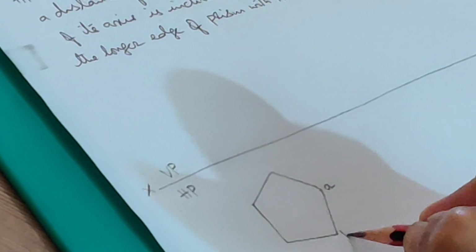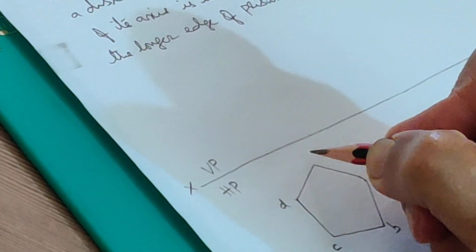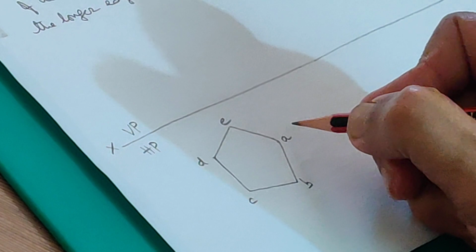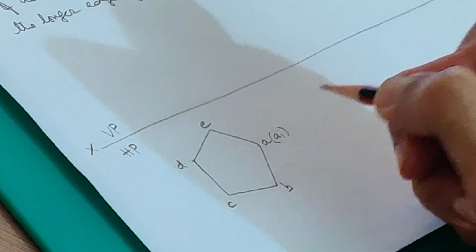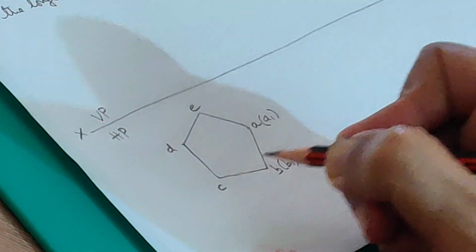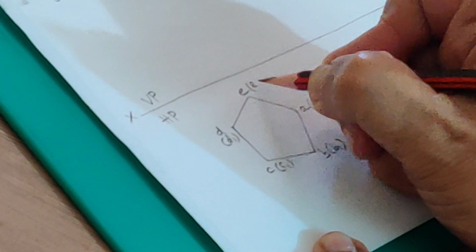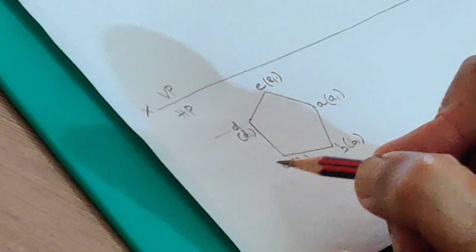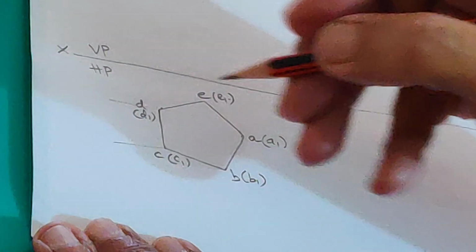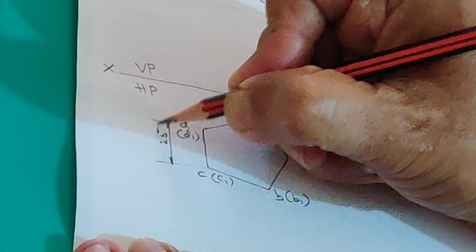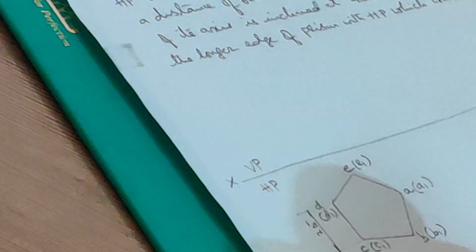Start with corner A, B, C, D, E. This represents the top face of the prism. Now comes the base A1, B1, C1, D1 and E1. The base edge is 25 mm in length, so I will dimension this, which is 25. So I will call this as SP2.